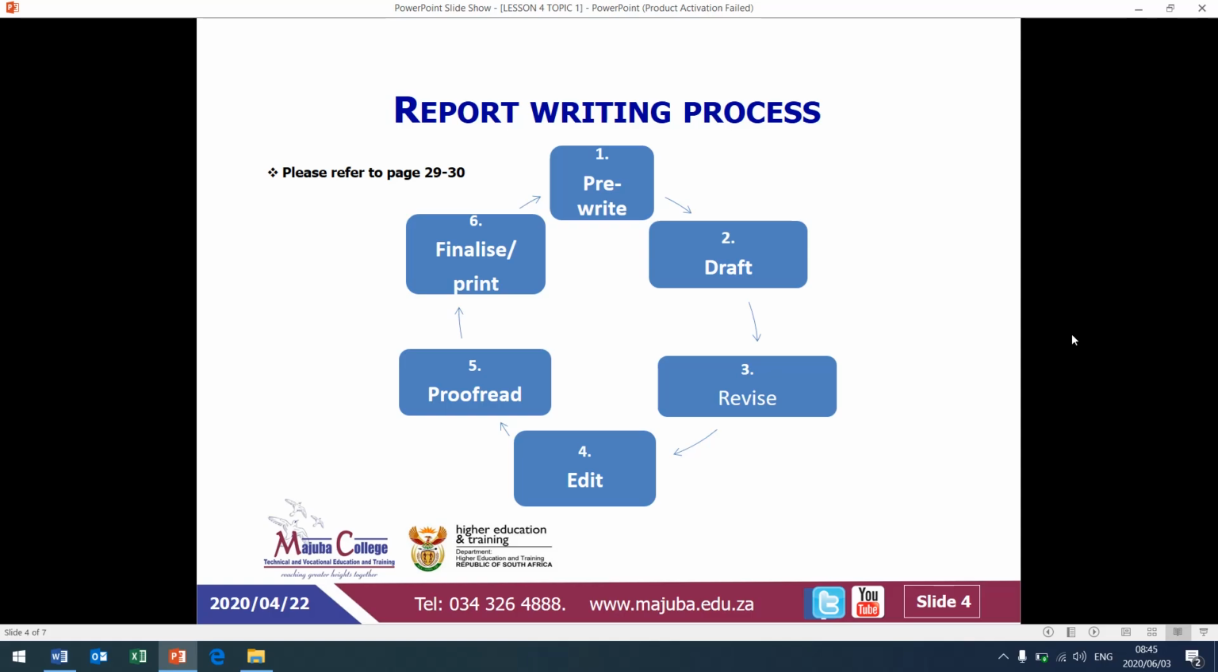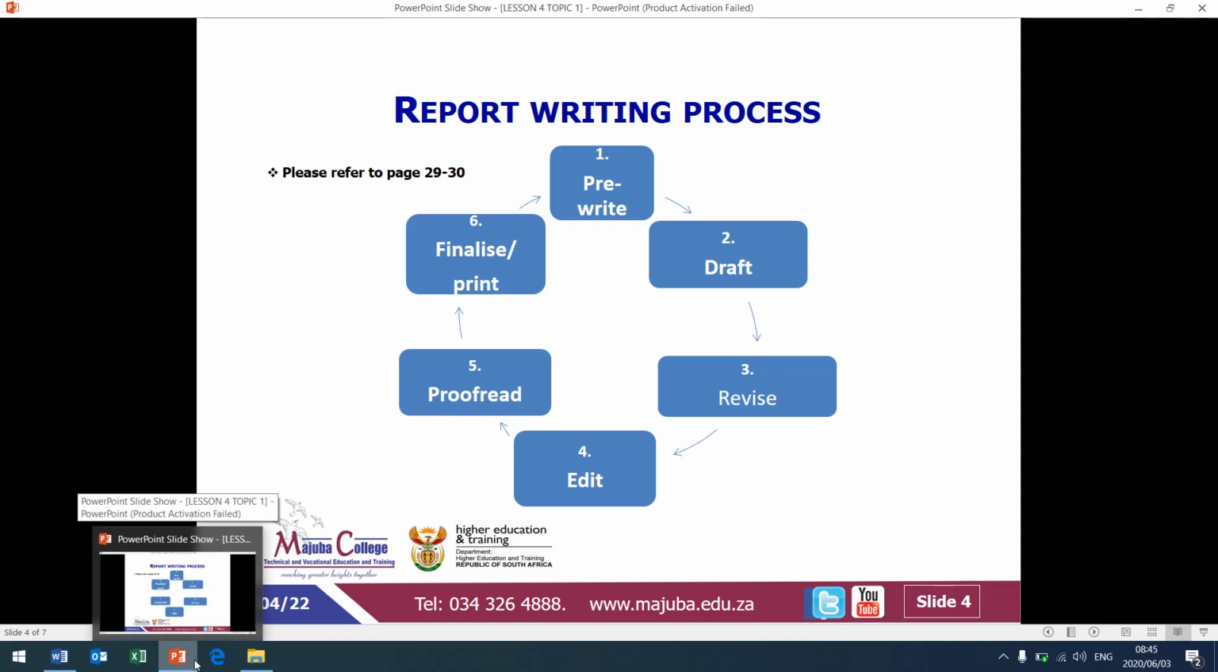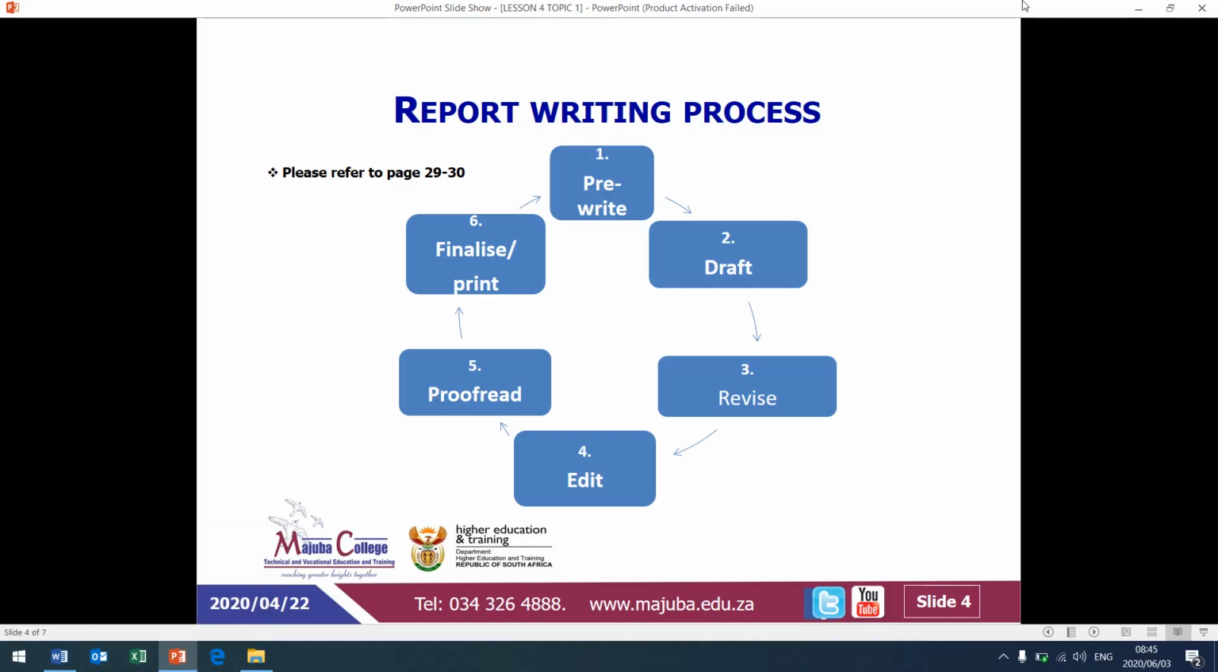So now you've learned a lot about the reports, the structures, the layouts, and everything. So today we're going to look at the writing process. So how do you go about writing your report? You've got 6 steps. As you can see, the cycle here. You can also refer to page 29 to 30 in your textbooks.